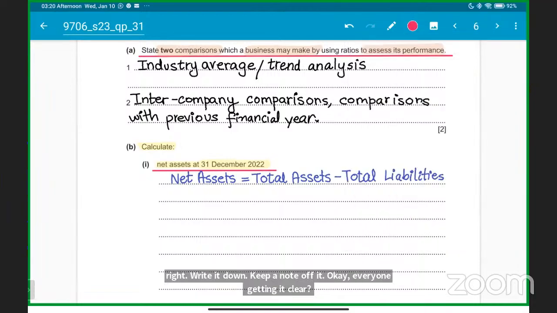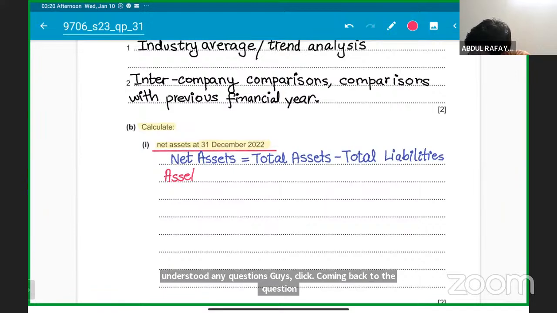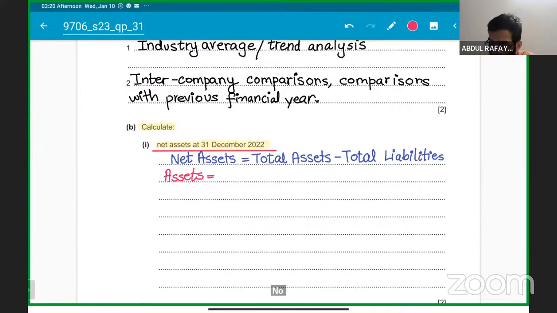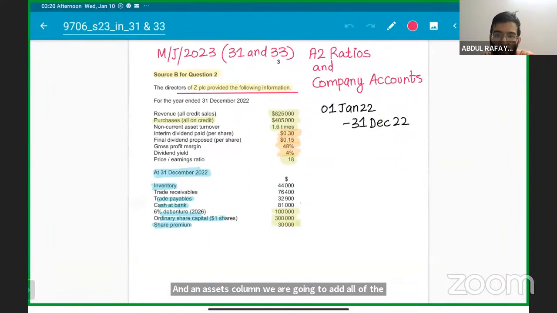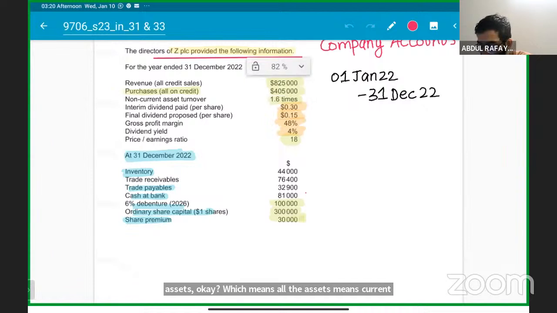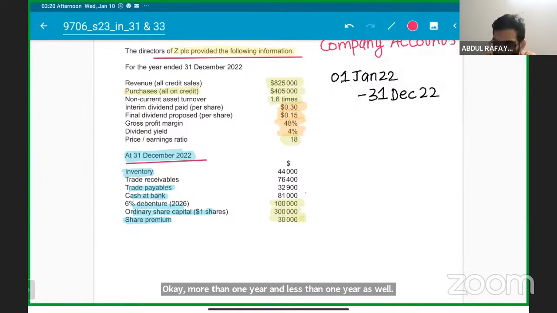So coming back to the question, we'll first find out what are the total assets. In the assets column, we are going to add all of the assets, which means current assets and non-current assets, more than 1 year and less than 1 year as well. Because we are dealing with the end of the year, students, we'll have to take only the end of the year assets.